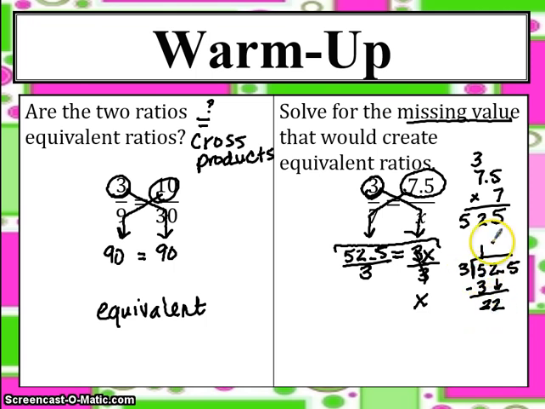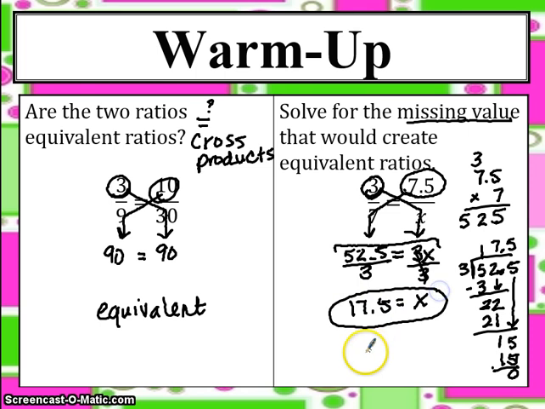3 goes into 22 7 times, which is 21. 1 left over. Bring down the 5. 3 goes into 15 5 times, which is 15. There's nothing left over and nothing more to bring down, so this is our final answer. All we need to do is bring the decimal straight up, and we get 17.5. So the value of the missing amount is 17.5. This is the only number that we could substitute in for x and make these ratios equivalent.